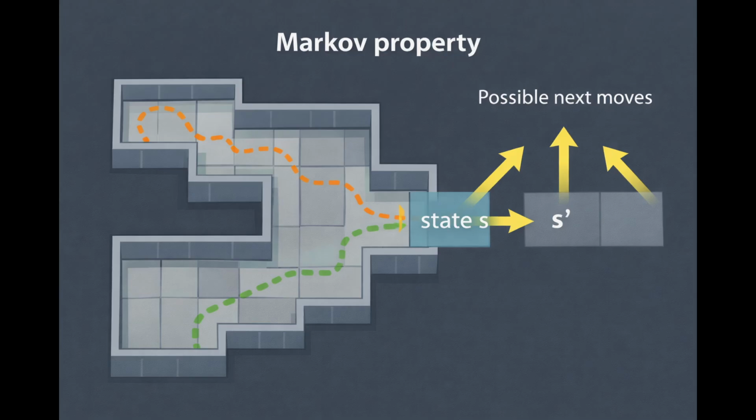Now, there's another ingredient that quietly shapes everything: how we measure success over time. Reinforcement learning typically cares about cumulative reward, not just immediate reward.